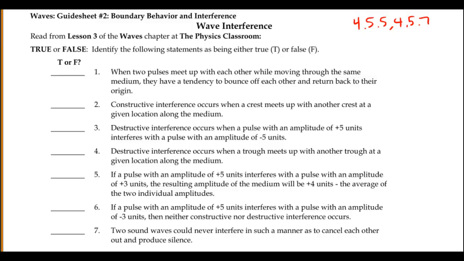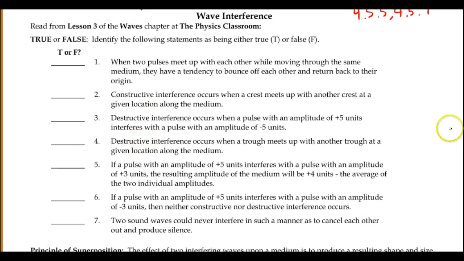Okay, we're at guide sheet number 2, the second part. We're talking about wave interference. These are objectives 4.5.5 and 4.5.7. First, some basics, some true and false, to get some idea of how these things work.